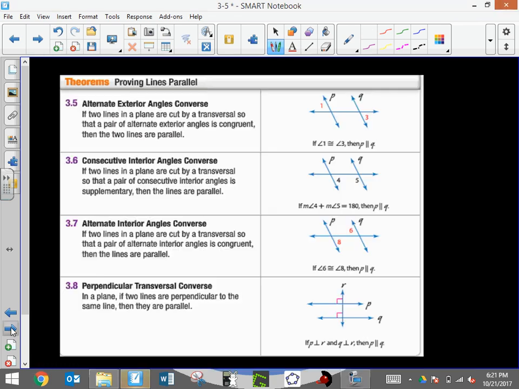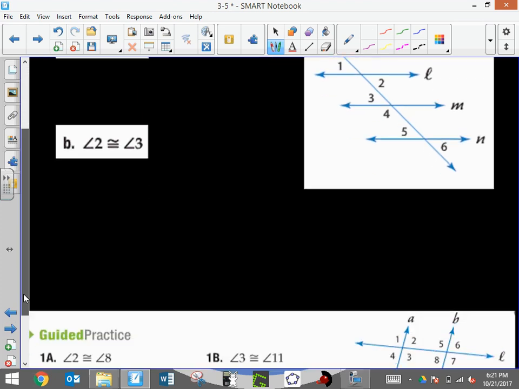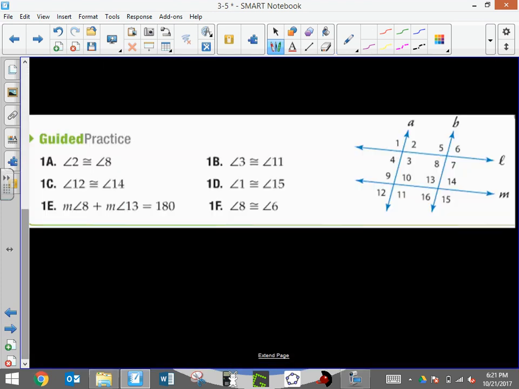And there were a whole bunch of angle relationships that we dealt with, and they're all true. We've got converse of alternate exteriors, consecutive interiors, and alternate interiors. We also had that last one, the perpendicular transversal theorem, before, talking about 90 degrees and right angles. We've dealt with all of those before. Okay, so what I'm asking you to do, I'm going to scroll down to the bottom examples here. There's several of them. I'm going to go ahead and work through 1B, 1D, and 1E on this slide.